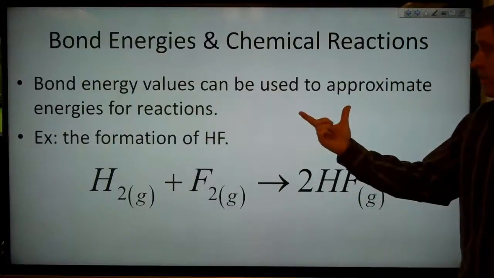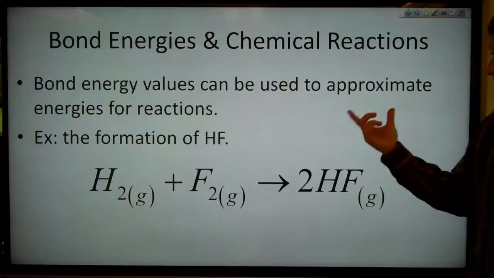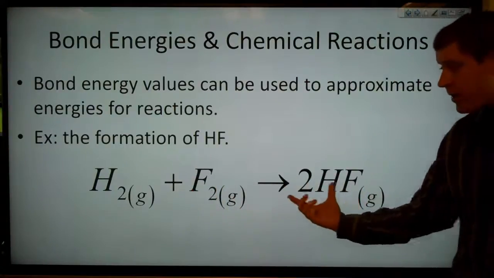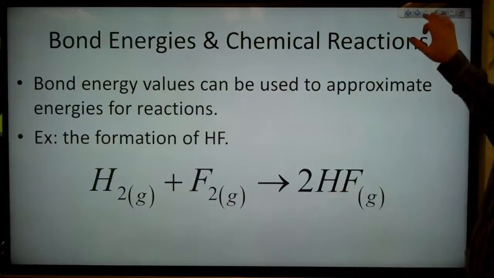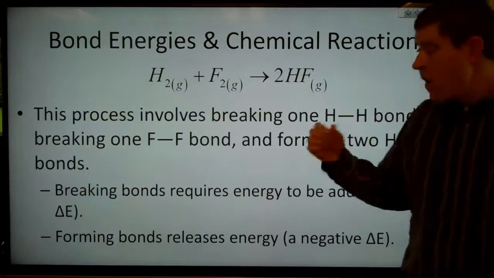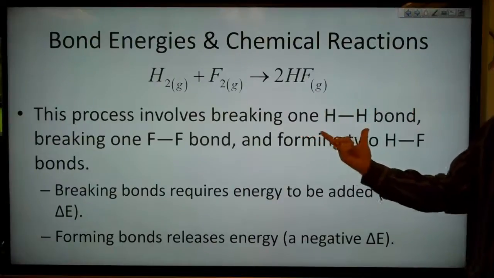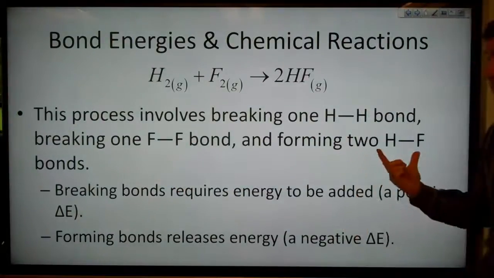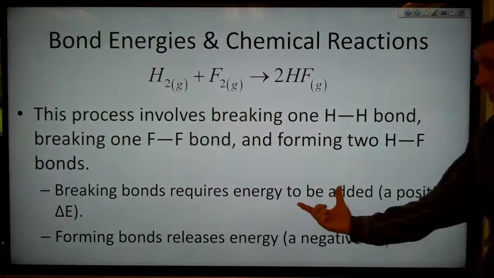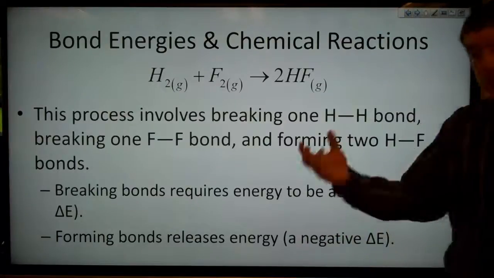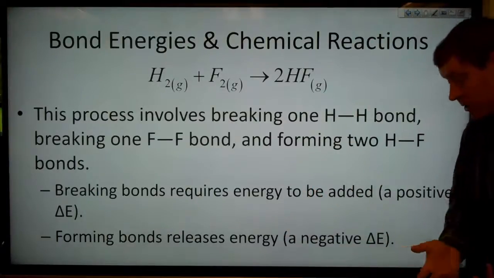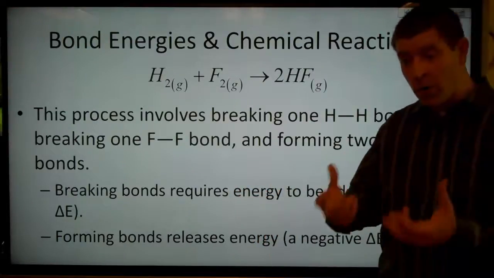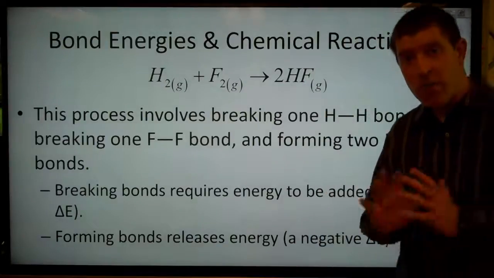Bond energy values can be used to approximate energies for reactions. If we look at, say, the formation of hydrogen fluoride from its component elements, this process involves breaking 1 hydrogen-hydrogen bond and breaking 1 fluorine-fluorine bond, and then forming 2 hydrogen-fluorine bonds. Breaking the bonds requires energy to be added. This is a positive delta E. Forming bonds releases energy, so a negative delta E. This is something that you need to be aware of all the time in chemistry. Whenever you form bonds, you get energy out. When you break bonds, you have to put energy in.